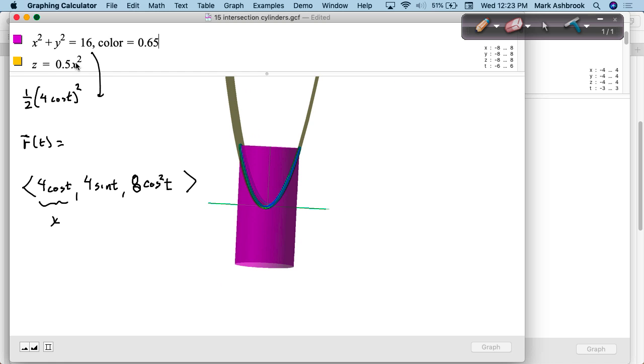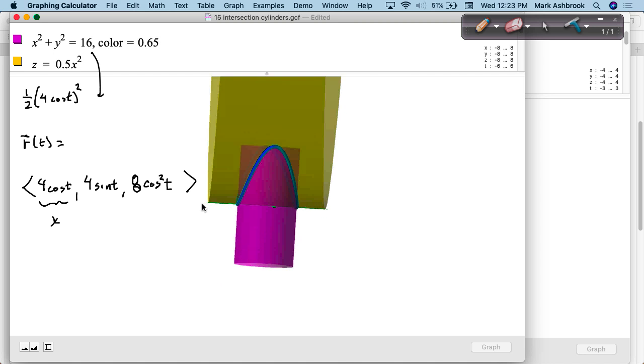There it is. So then looking at just y and z, looking right down the x-axis at y and z, we could do some math and we'd get the parabola that's being shown there, right? That's another parabola on y and z. Combine 4 sine t and 8 cosine squared, use trig identities, and you can get this parabola.